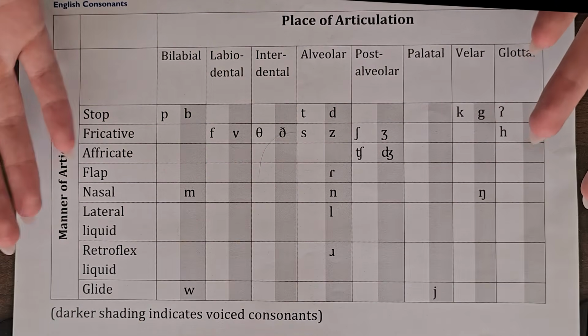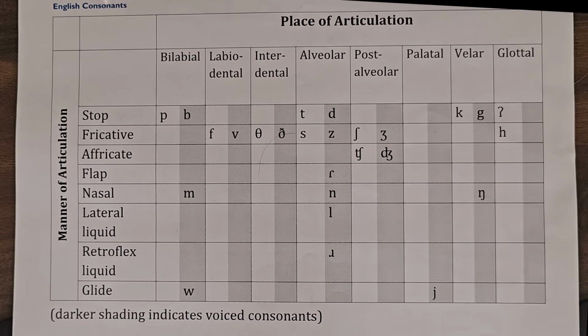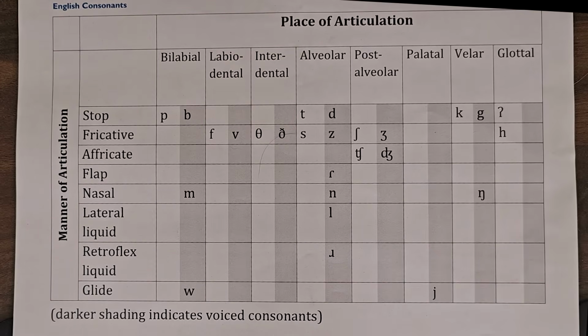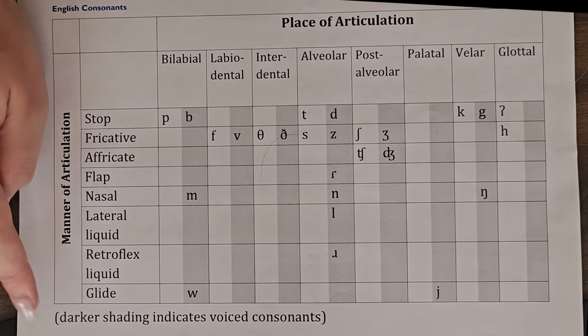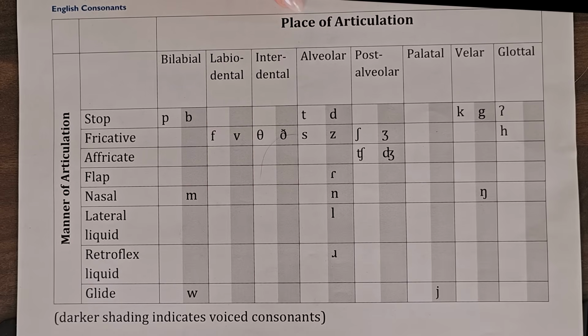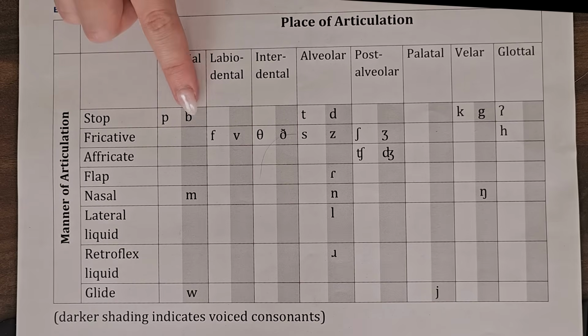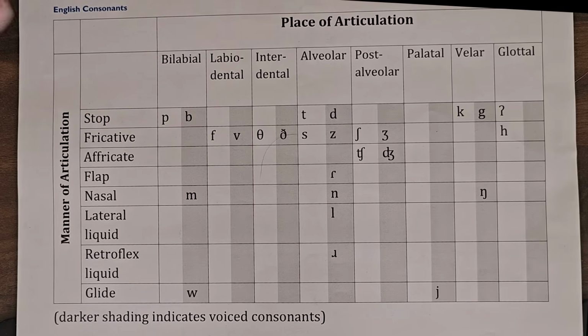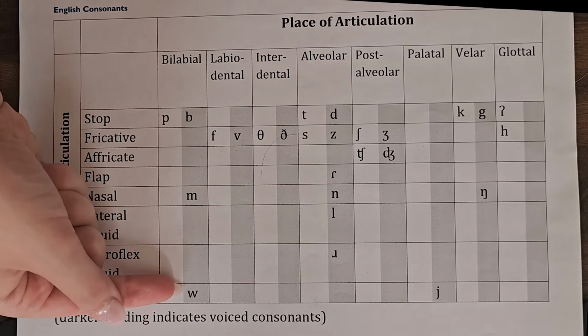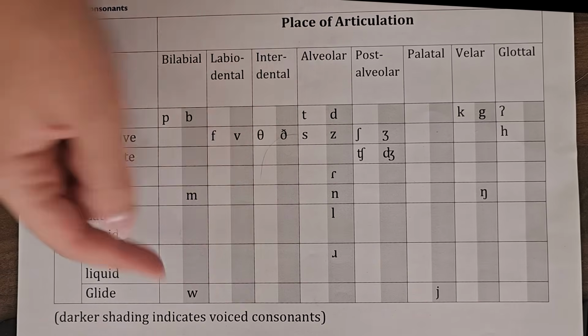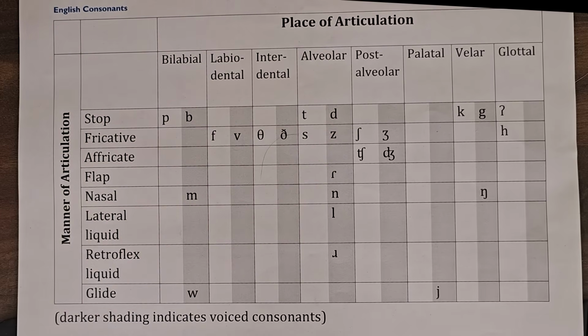So here is a chart showing the different English consonants. Once again, these are only sounds found in English, whereas more sounds exist in other languages. And this chart is divided by 3 different features. Place of articulation. This is where the sound is modified in the vocal tract. Manner of articulation, so how the air is stopped or restricted by the vocal tract. And then voicing and voicelessness. So these darker shaded columns indicate voiced consonants, and unshaded columns indicate voiceless consonants.